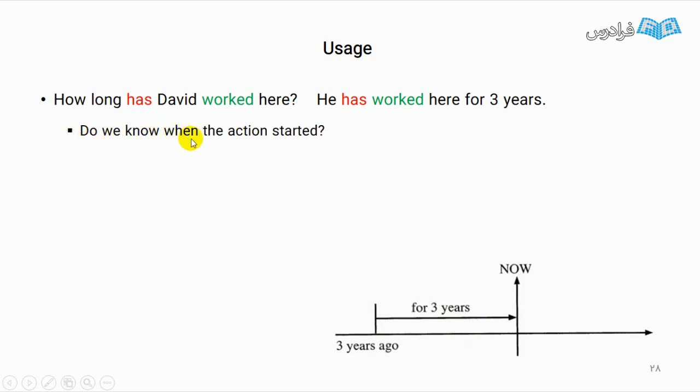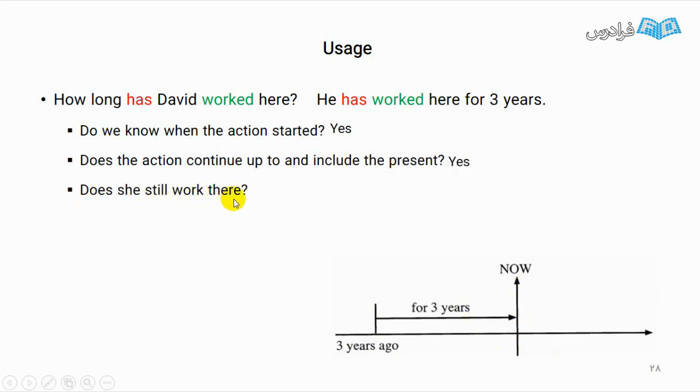Do we know when the action started? Yes, 3 years ago. Does the action continue up to and include the present? Yes. Does she still work there? Yes. What are we interested in? The duration of the action, as you can see, for 3 years. Duration is important. Then we can use present perfect to show how long something has happened, started in the past and continuing until now. It may continue into the future too.